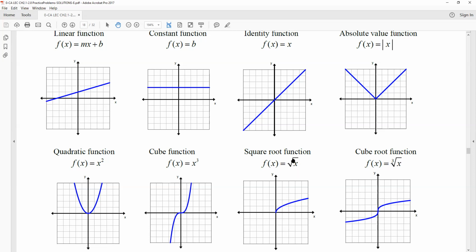Square root of x. This one is going to be the reciprocal of that one. If you take this one, turn it 90 degrees, you would have this shape. But we can't have the bottom of the graph because that would involve negative x's, which would be imaginary numbers. The cube root function is the reciprocal of the cubed function. In other words, this one just rotated 90 degrees.